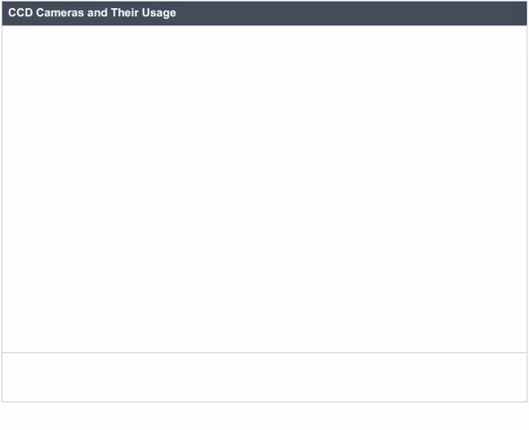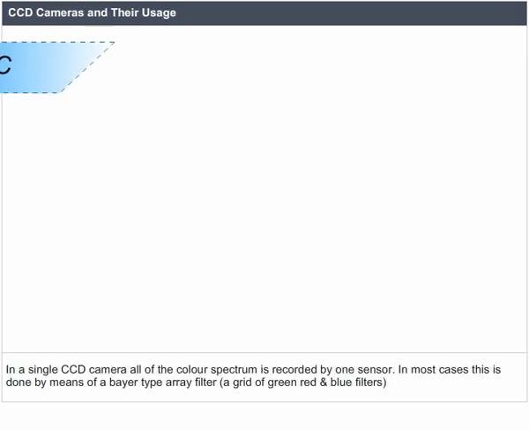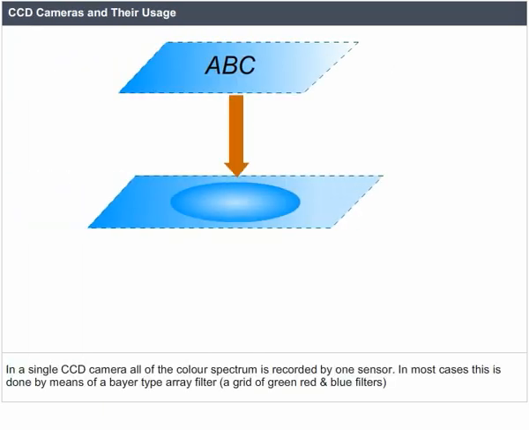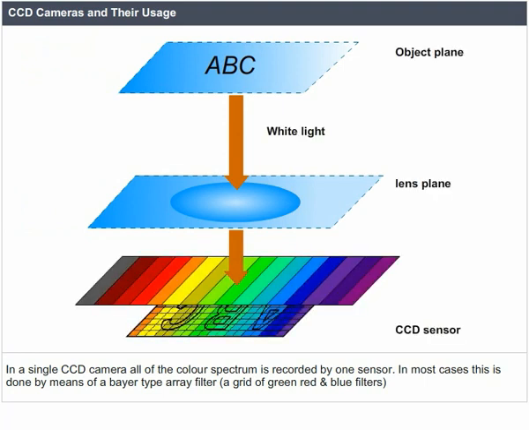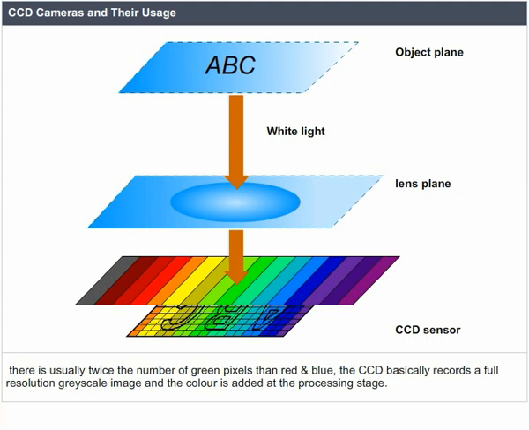CCD cameras and their usage. In a single CCD camera, all of the color spectrum is recorded by one sensor. In most cases, this is done by means of a Bayer-type array filter, a grid of green, red, and blue filters. There is usually twice the number of green pixels than red and blue. The CCD basically records a full-resolution grayscale image and the colors are added at the processing stage.